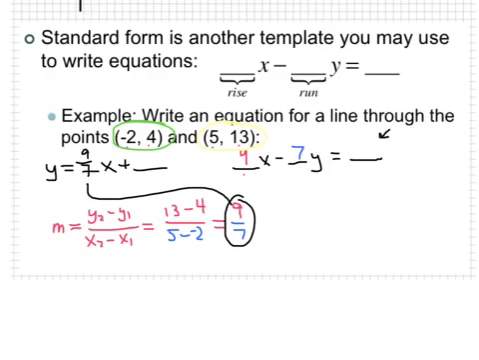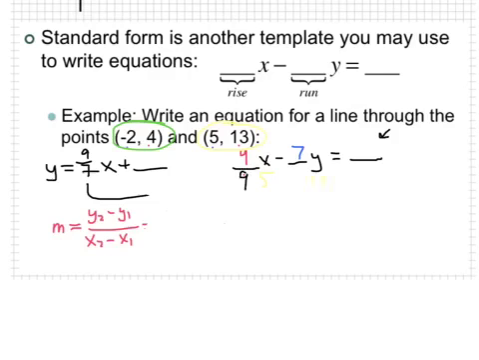And so I'm purposefully going to choose the yellow point, 5 and 13, only because it's positive numbers, and I don't feel like dealing with negatives. Negatives sometimes throw me off and give me a chance to mess up. So let me make a little space here. And we'll take those numbers, 5, and plug that in for x. And 13 and plug that in for y. So I've got 9 times 5 minus 7 times 13.